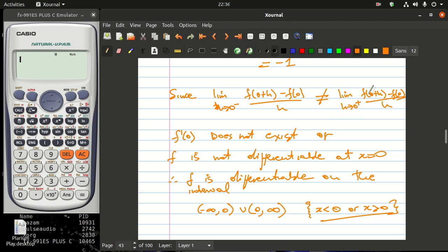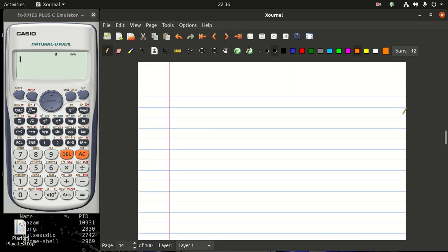limit are not the same, which means the limit as h approaches 0 of f of 0 plus h minus f of 0, divided by h, does not exist. So because this limit does not exist, it means that f is not differentiable at that particular point.